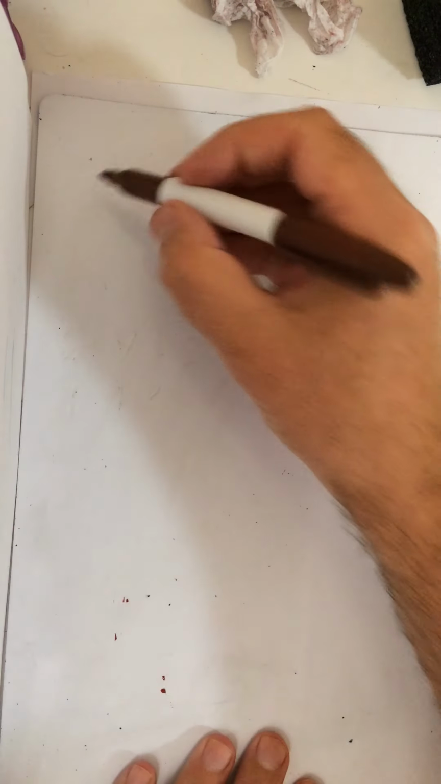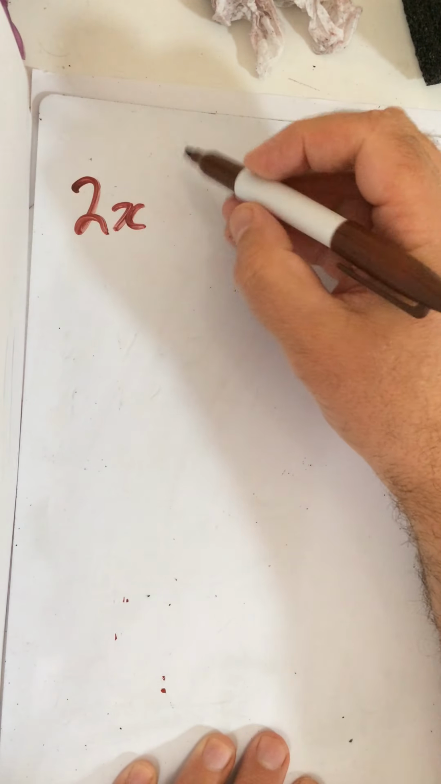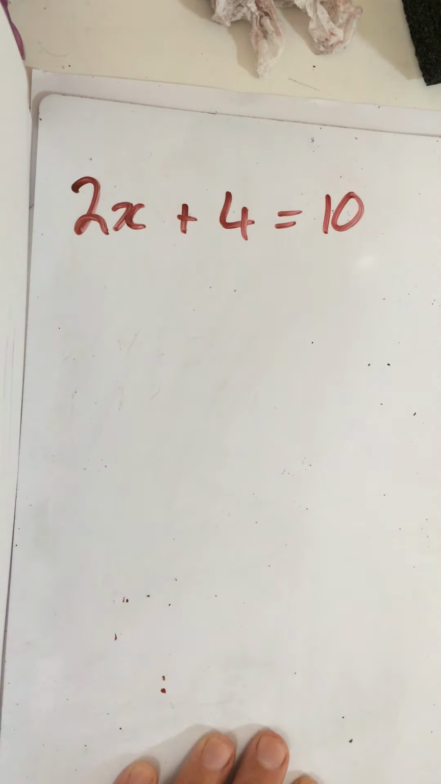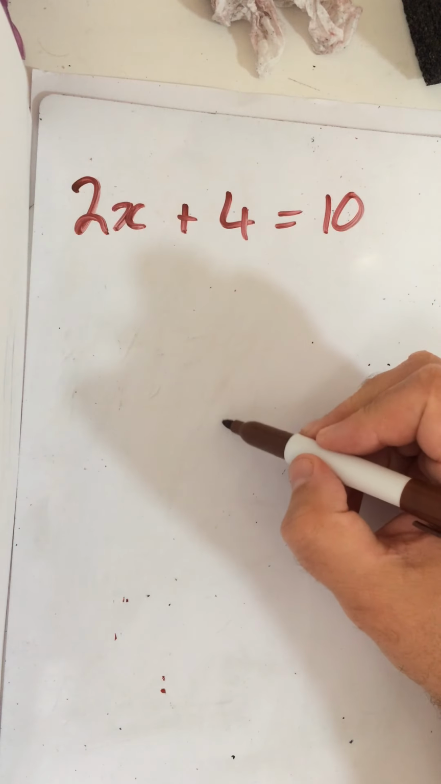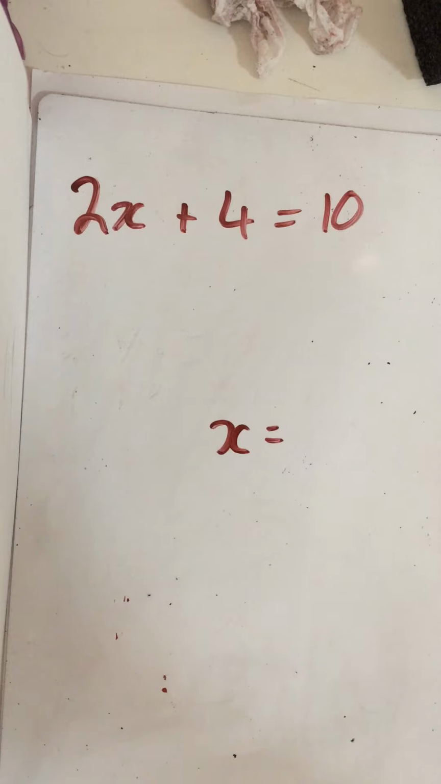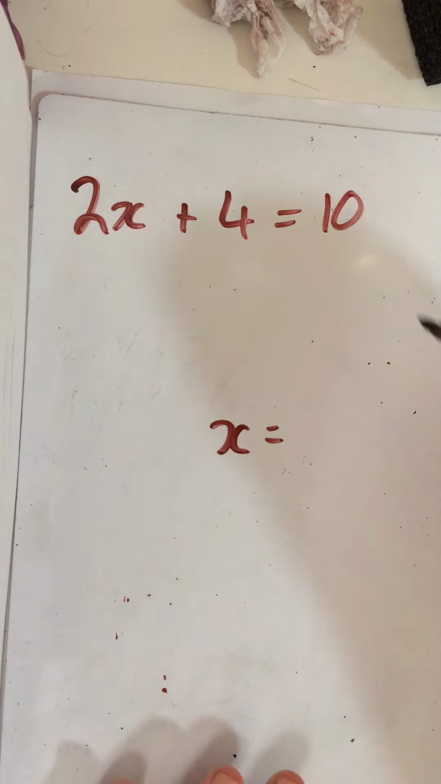Let's have a look at the first one. So 2x plus 4 is equal to 10. Now the same rule applies. I want to be ending up with x on this side of my equation.